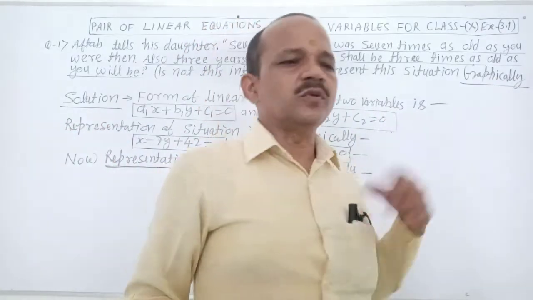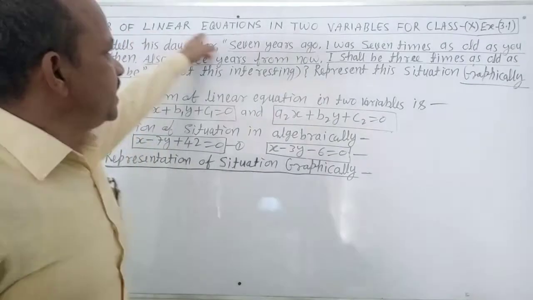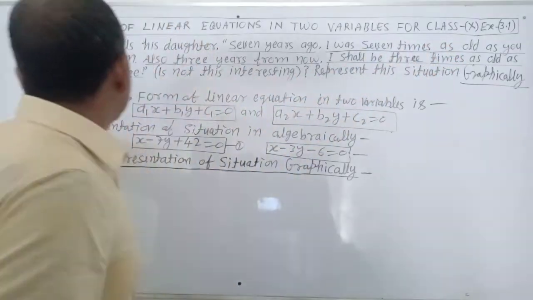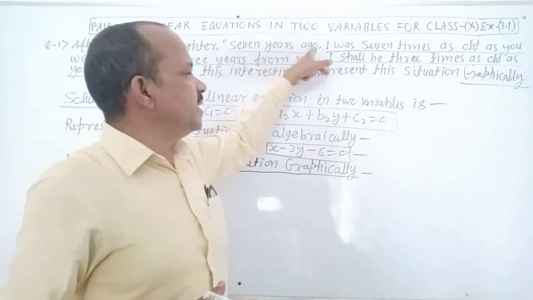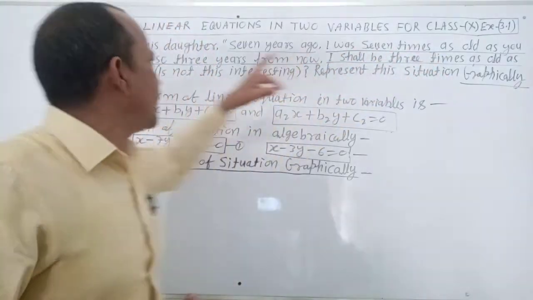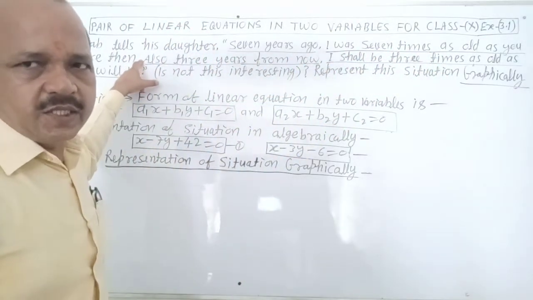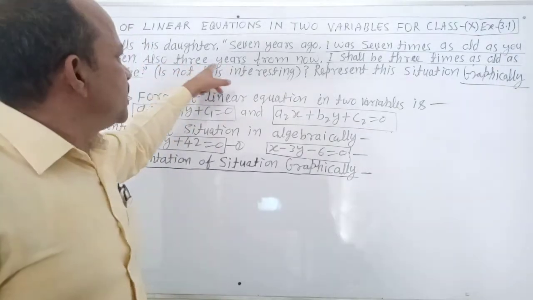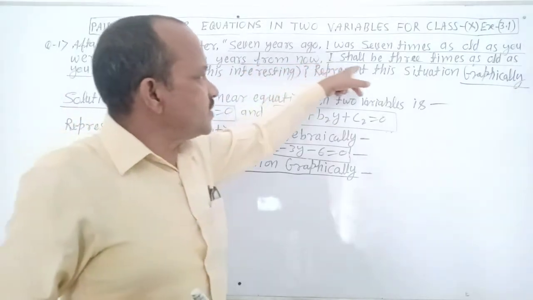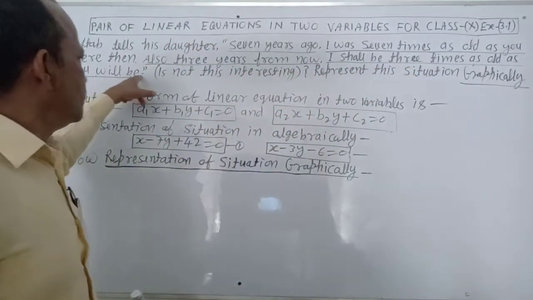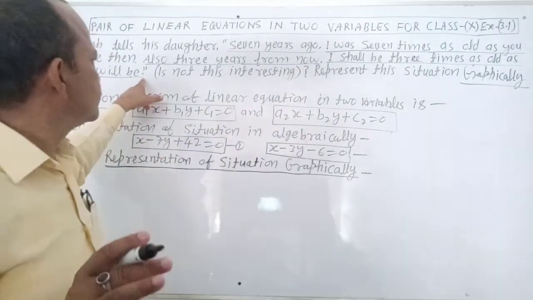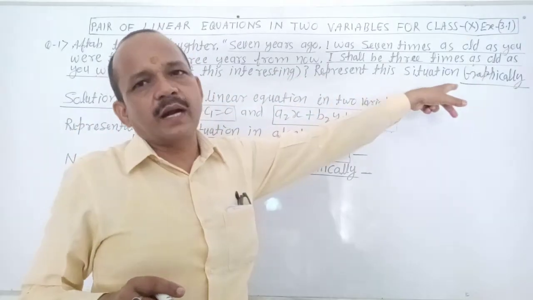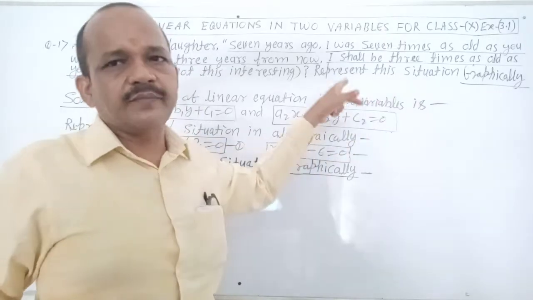Very good. See the board. Pair of linear equations in two variables for class 10, exercise 3.1. Question number 1. Aftab tells his daughter, seven years ago I was seven times as old as you were then. It is the first situation. Also, three years from now I shall be three times as old as you will be. It is the second situation. Is this interesting? Represent this situation graphically.